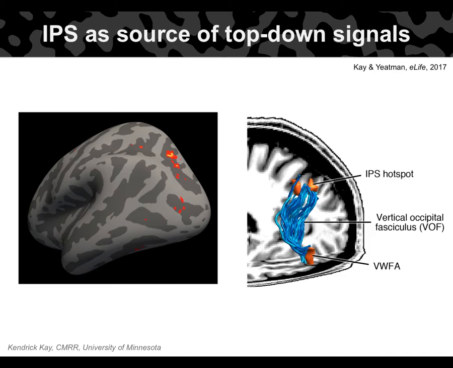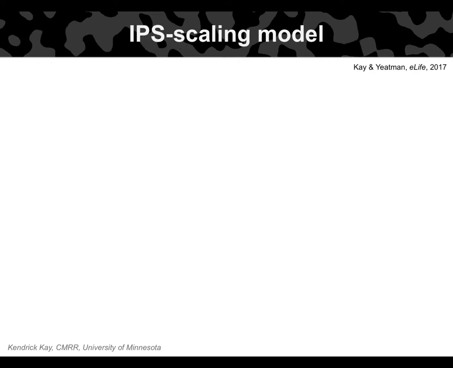Using diffusion imaging, you can perform tractography, find white matter tracks, and there is a vertical occipital fasciculus, which was rediscovered by Brian and Jason Yeatman. You can check out this paper for more details, but basically there is an anatomical substrate that seems to connect the region in IPS that is imposing these top-down effects with the high-level regions that we're trying to understand, such as VWFA. Okay, so now let's put 2 and 2 together.